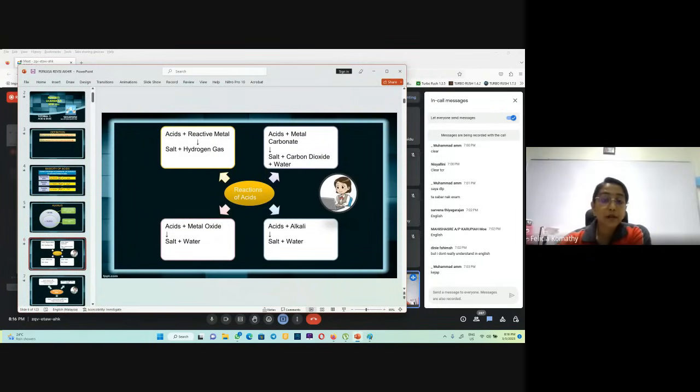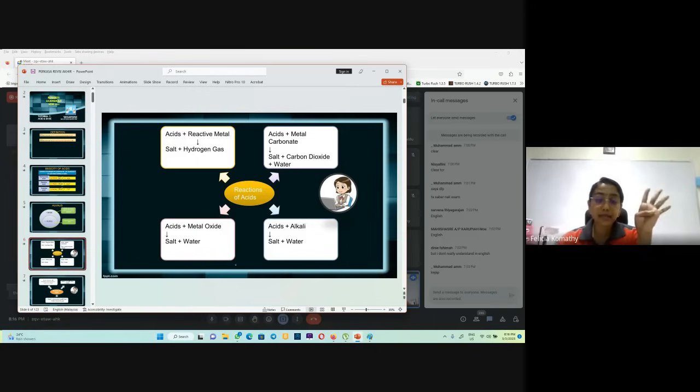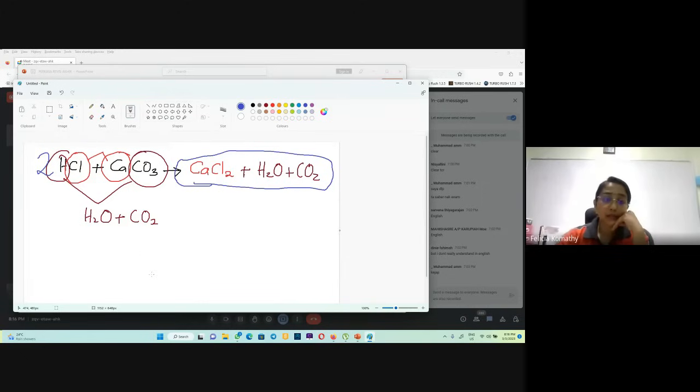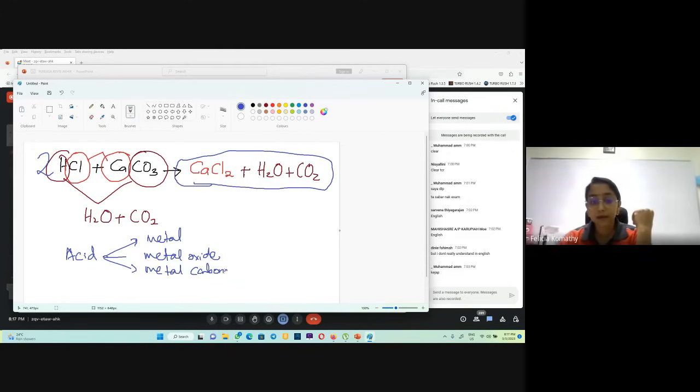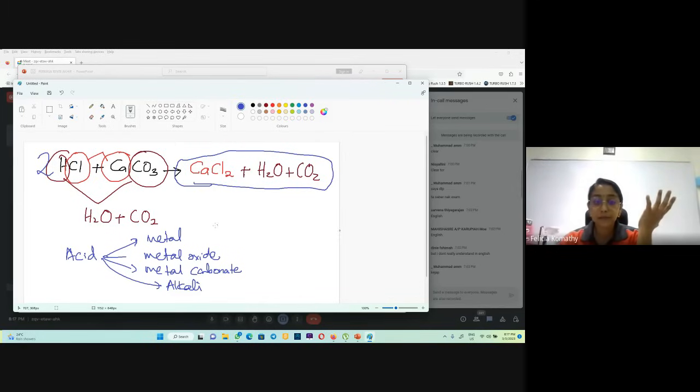Now, so ingat 4 tindak balas yang saya beritahu tadi ya. Acid with metal. Another one is metal oxide. Okay. Another one is metal carbonate. And another one, the complementary for both is with alkali. So remember, all that must form salt.